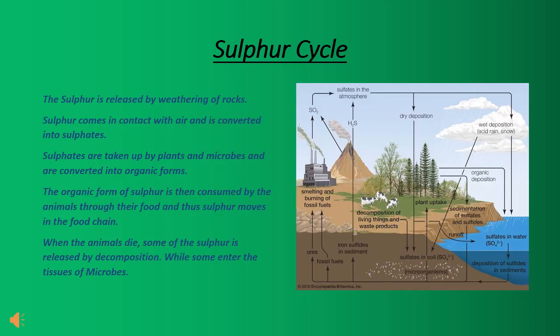Sulfur cycle. The sulfur is released by weathering of rocks. Sulfur comes in contact with air and is converted into sulfates. Sulfates are taken up by plants and microbes and are converted into organic forms. The organic form of sulfur is then consumed by animals through their food, and thus sulfur moves in the food chain. When the animals die, some of the sulfur is released by decomposition, while some enters the tissues of microbes.